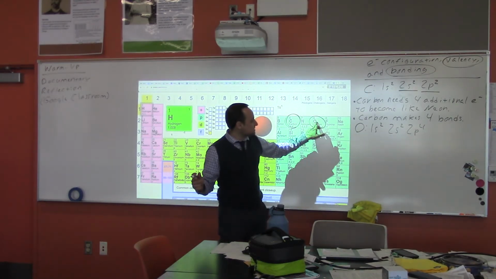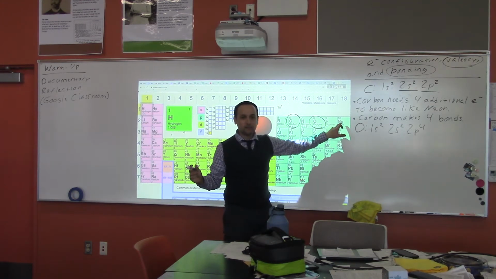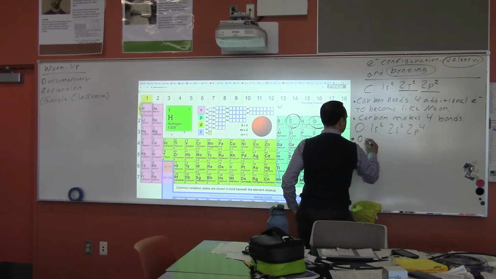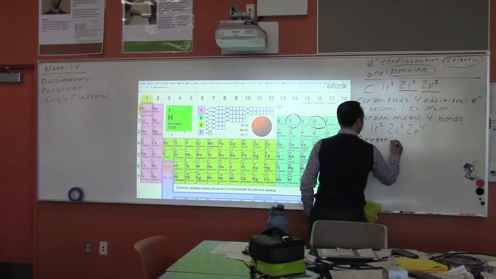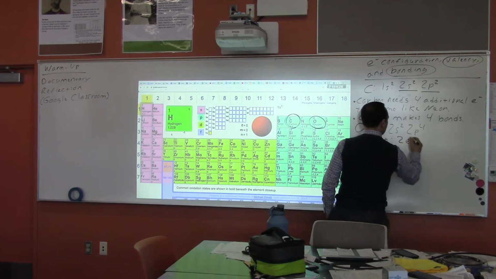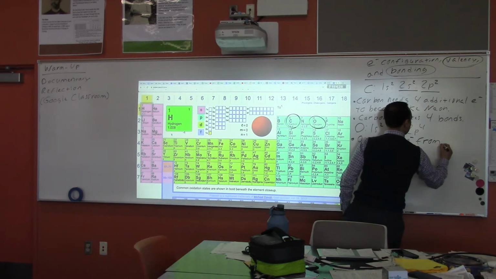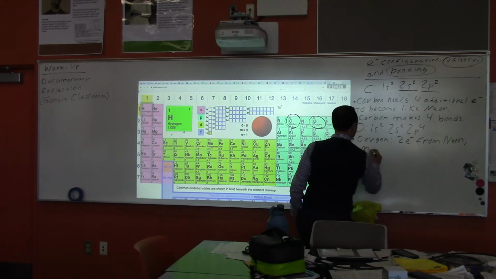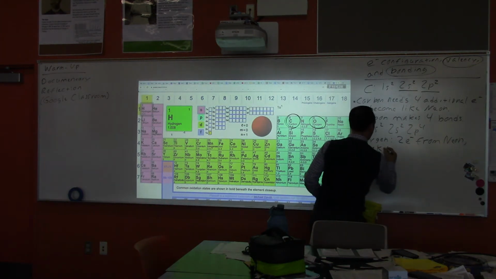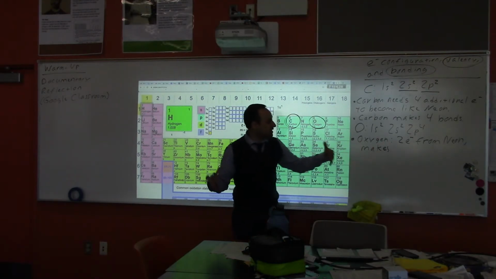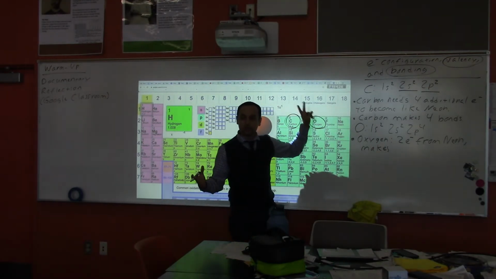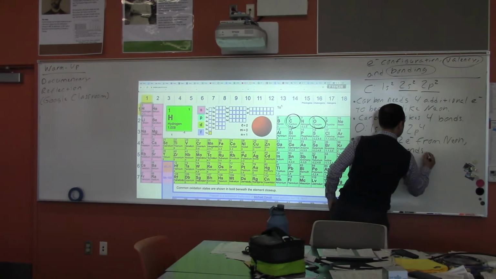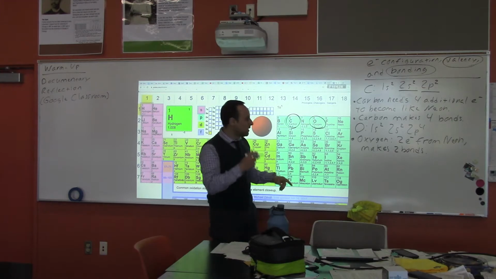How many more electrons does oxygen need to become like neon? 2. Okay, so oxygen is 2 electrons from neon. So oxygen makes how many bonds? It's 2 electrons from neon, so how many bonds is it going to make? 2 bonds. Okay, it makes 2 bonds. Alright, last one.